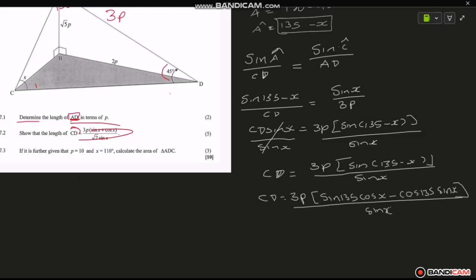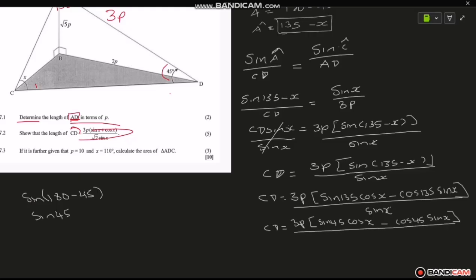Therefore, we can simplify further, reducing sine 135 and cos 135 using reduction formulae. So sine 135 will be sine(180 minus 45). Then it gives us what? Positive sine 45, which is 1 over root 2 if you're using special angles. Cos 135 will be negative cos 45 too, because sine 45, sine 135 and cos 135 give us the same answer, over sine x.